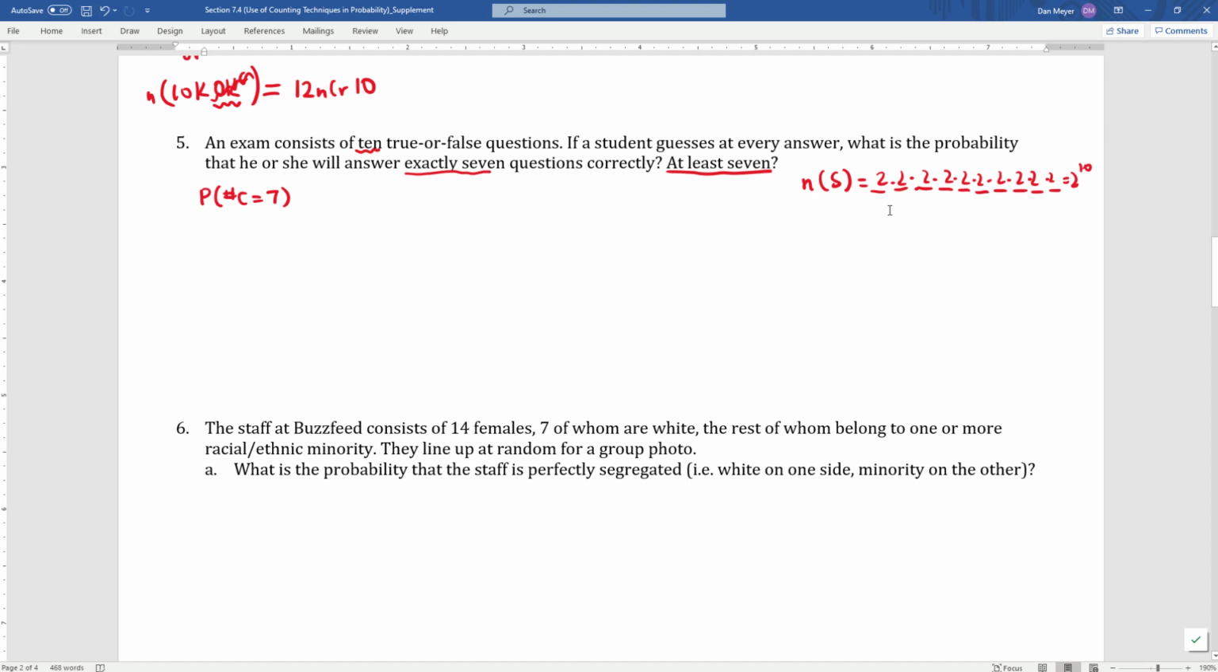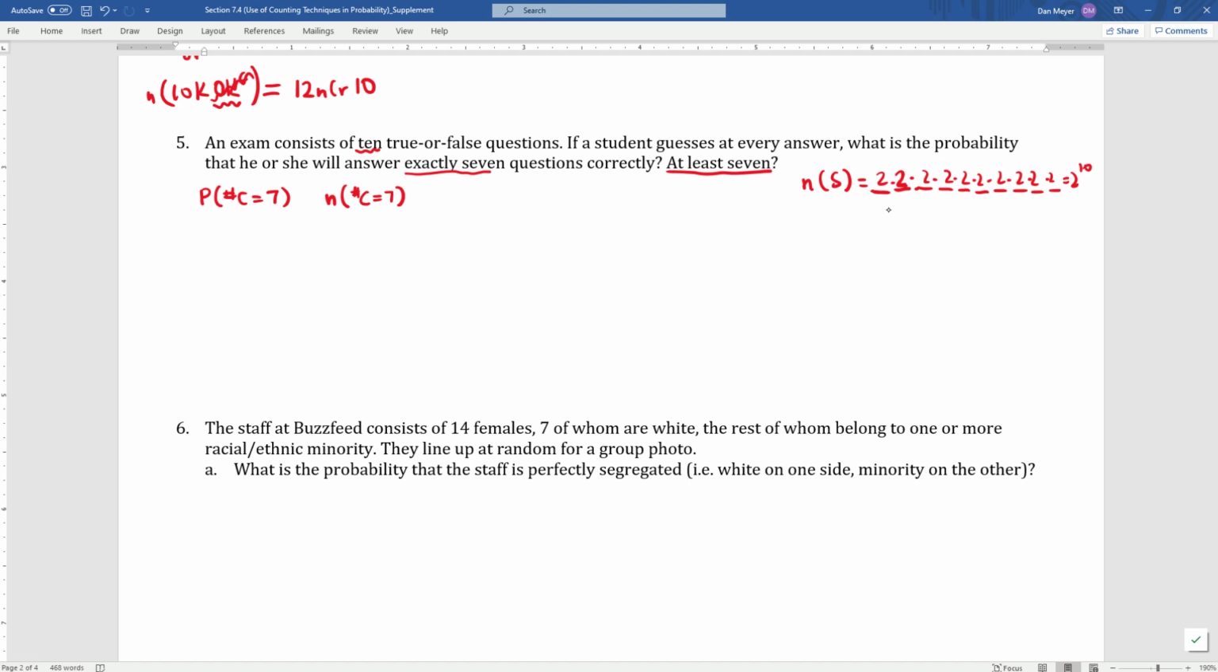Now, some of those 2 to the 10th ways have 7 correct responses. The strategy here is a little bit unintuitive, but this is also a combination problem. If we look at the number of ways to choose 7 correctly, since it's a true or false test, this really amounts to just picking 7 questions to answer correctly.